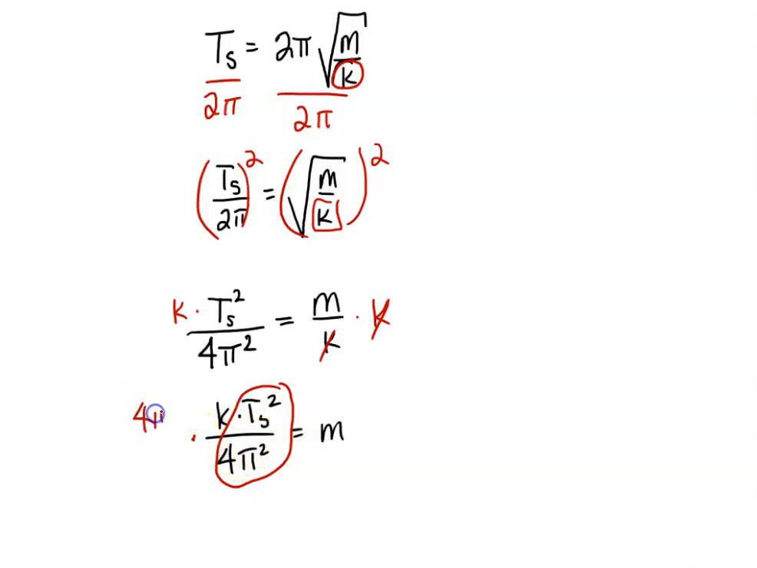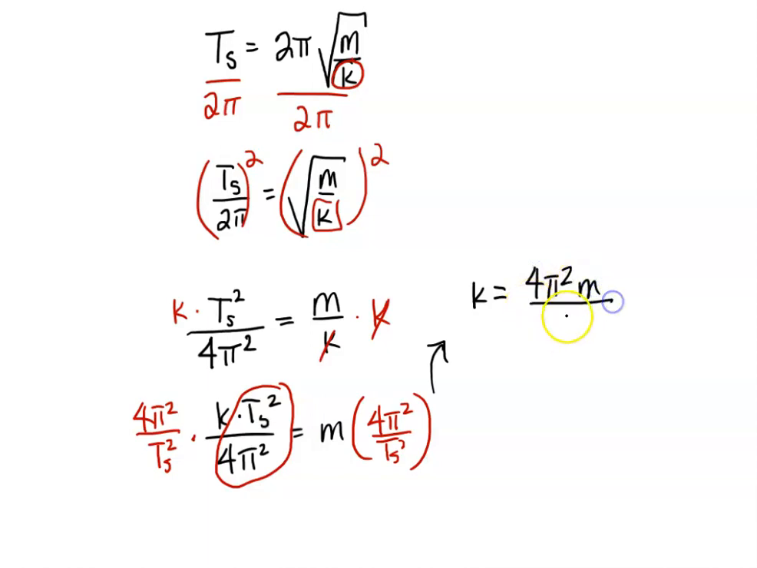So I'm going to multiply by 4 pi squared divided by t sub s squared. And then my last step, rewriting, k is equal to 4 pi squared m divided by t sub s squared. Now I move the m over here to the end just because it's usually easier to have your constants in the beginning. It's just the way we're used to seeing it.